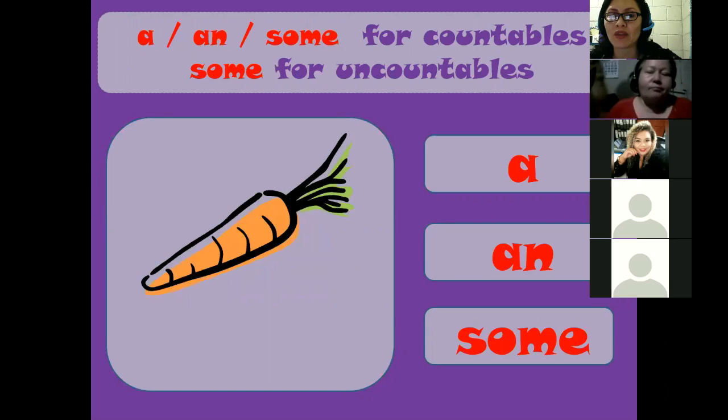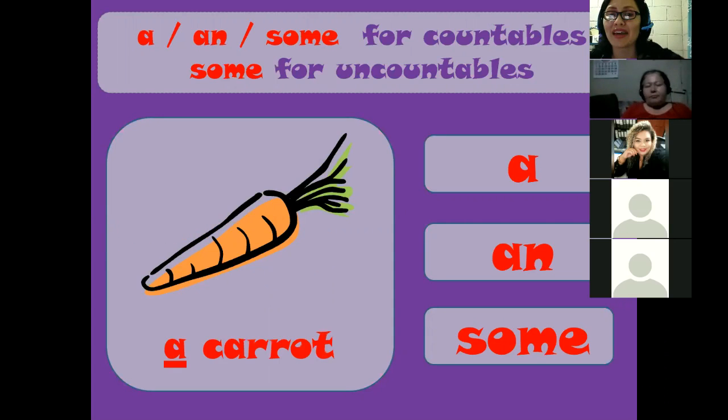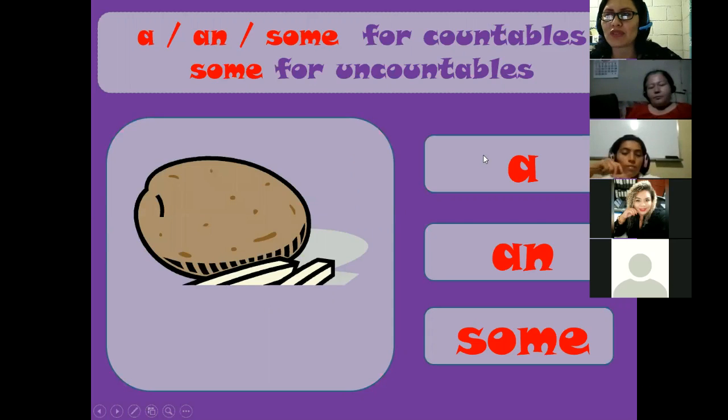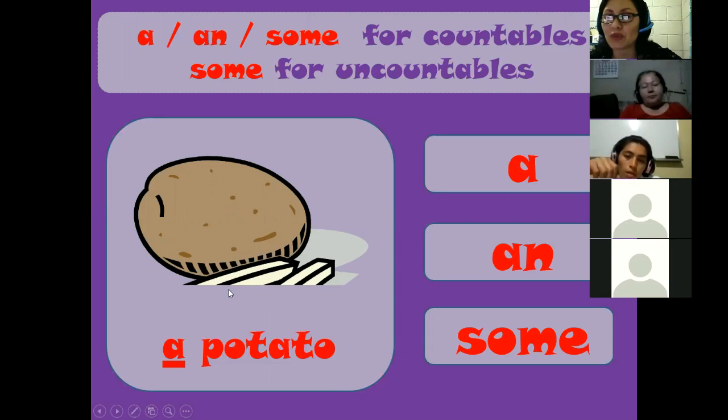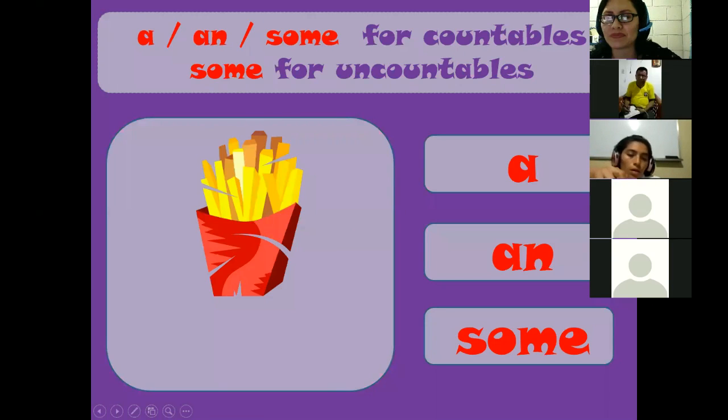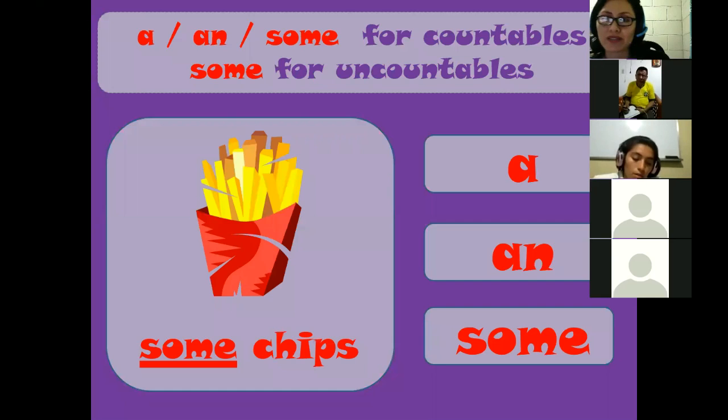What about this one? A, an, or some carrot? A carrot. Very good, excellent. What about this one, guys? A potato, right? The potato is a, an, or some? A potato. Muy bien. Pero, ¿y ahora estas? Some. Yes, en este caso, les podemos llamar some chips o también some french fries, ¿ok? O papas a la francesa, ¿verdad? Chips más que todo le llaman en England, y en Estados Unidos son French fries, papitas a la francesa.